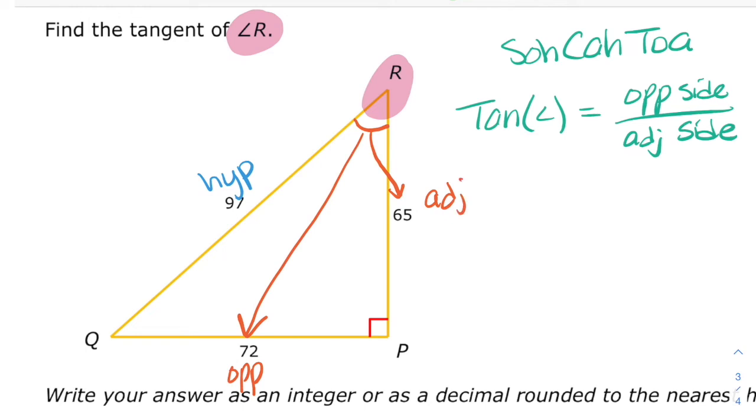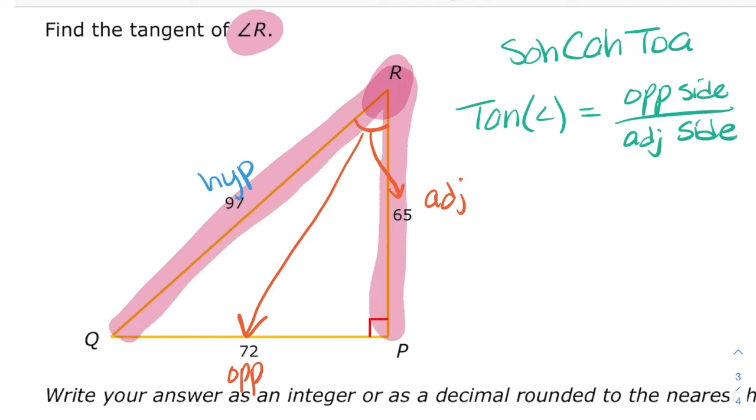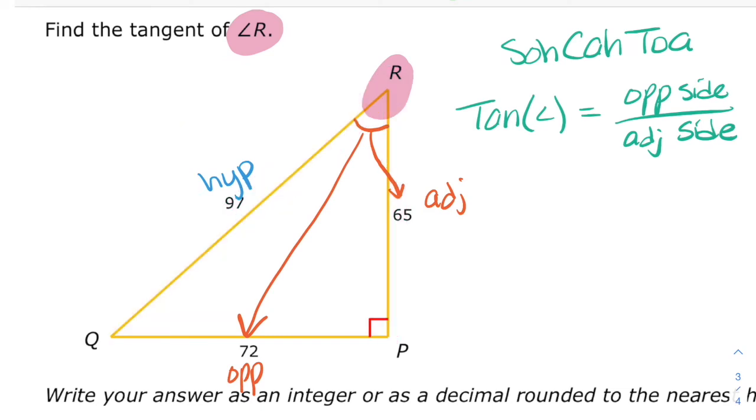Remember, opposite, if R exists, opposite is what doesn't make up R at all. Look how this side doesn't go anywhere near or touch R. That's how you can tell what opposite is. Adjacent sides both make up R. Check that out. They're both adjacent. Remember, one of them is a special adjacent called the hypotenuse. All right, so looks like we have opposite over adjacent.